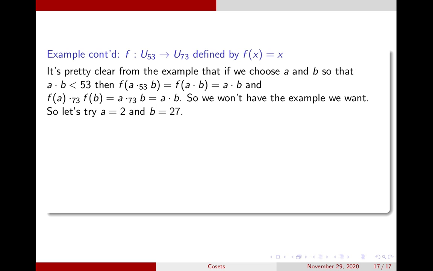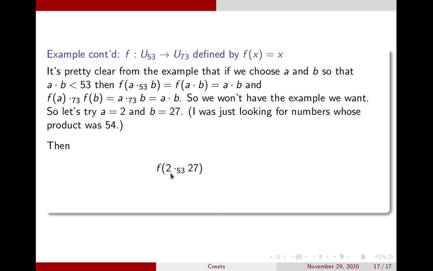Let's try a equals 2 and b equals 27. What I was looking for here were two numbers whose product was 54. I want a times b to be greater than or equal to 53. So a product of 54, I'm hoping, will work. And now let's try calculating both sides of the equation again. f of 2 times sub 53 27. 2 times sub 53 27 is 54 mod 53, which is 1. So we're calculating f of 1 here, and f of 1 is 1.